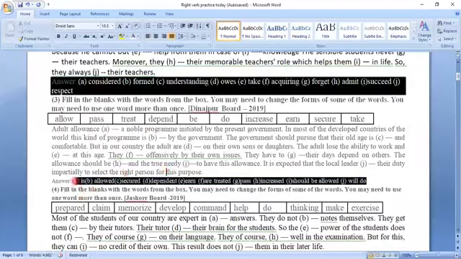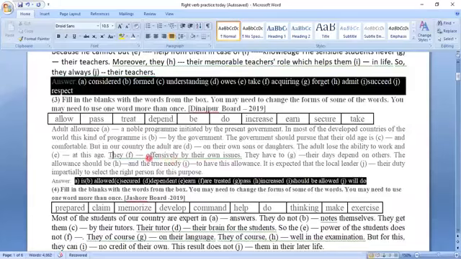Okay, this is very easy. Number A is given here, like is. Adult allowance is a novel program initiated by the present government. In most of the developed countries of the world, this kind of program is, number B, allowed, by the government. The government should pursue that their old age is secured. Old age is secured and comfortable. So this is an adjective, comfortable, and secured is also an adjective. But in our country, the adults are dependent on their own sons or daughters. The adults lose the ability to work and earn at this age. Number F, they are treated offensively by their own issues.